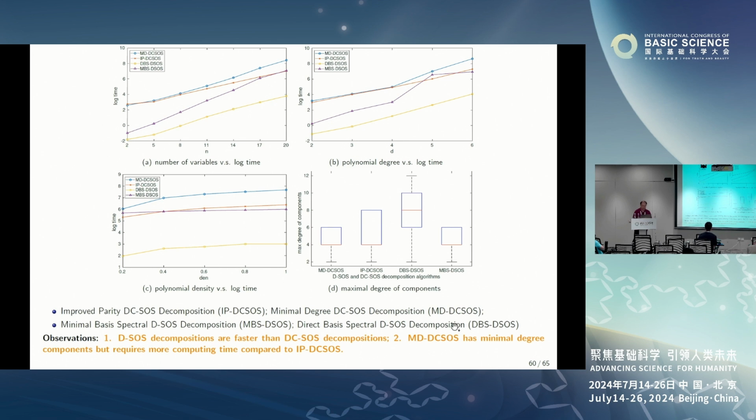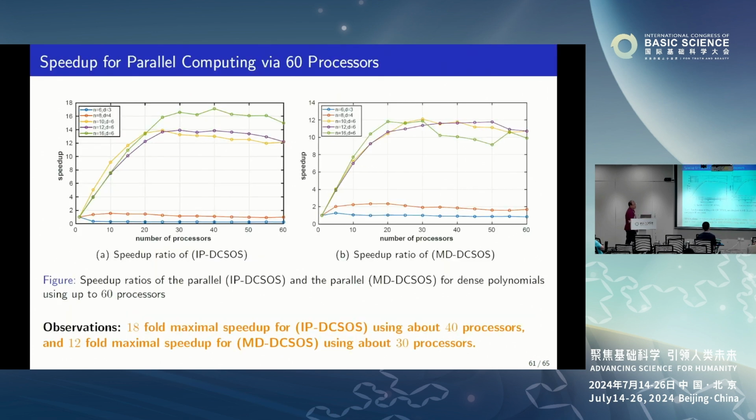On average. And here is the speed up for 60 processors as well. The maximal speed up is 80 for the improved parity decomposition, and 12 for the minimal degree one.